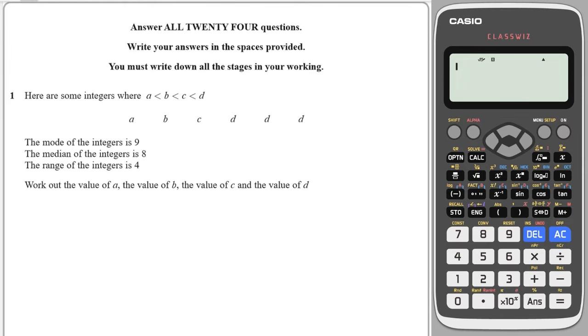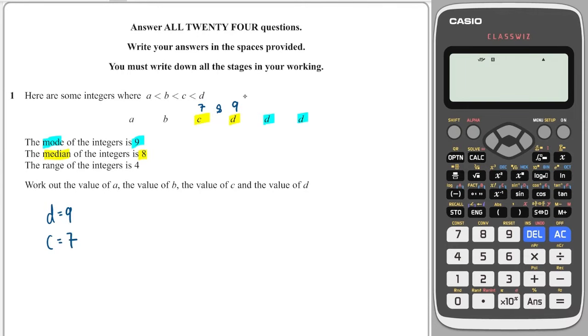Question number 1, and we are told lots of information about A, B, C and D. First off, I'm going to use the fact that the mode, which is the most frequent number, is 9, and that must be D, because D occurs more than any other. So D is 9. It tells me the median next is 8, so the median is the middle number, and if there's an even amount, like there are here, then we take the 2 in the middle, and we take the average of that. So if 9 is D, then 8 is in the middle, and therefore C must be 7. So we have here C is equal to 7.